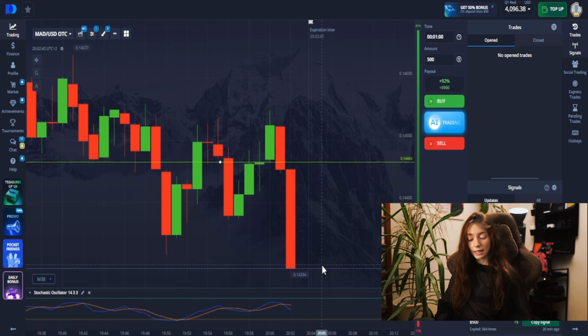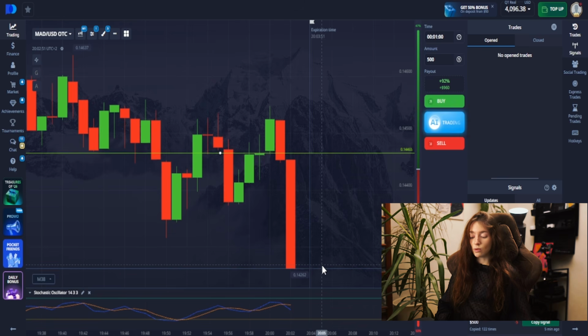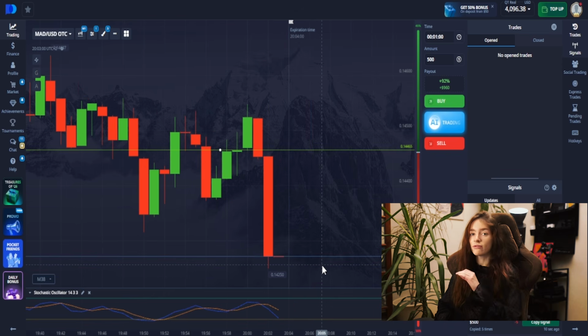Readings above 80 mean overbought conditions, the market is overheated and the reversal down is possible. Below 20 means oversold conditions and a possible reversal up. The key point is that Stochastic often shows a reversal earlier than price. It's one of the fastest indicators and reacts almost instantly.